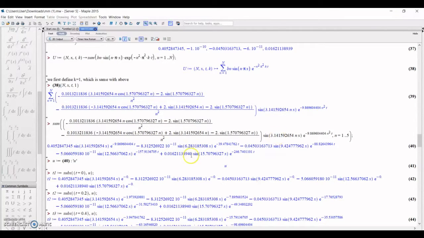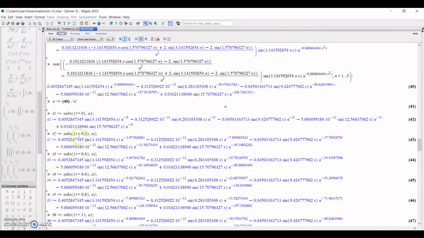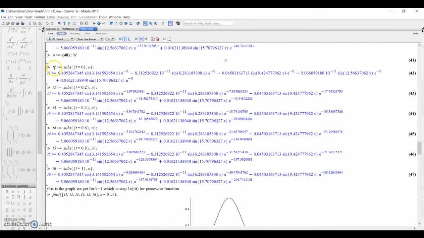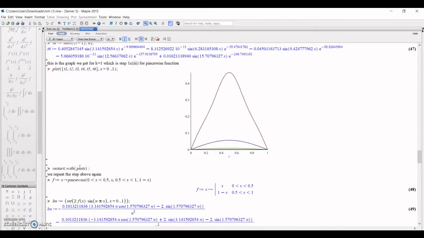Then we name this whole thing as u. After that, we need to substitute t equals 0 until t equals 1 with a step size of 0.2. So for t1 we substitute t equals 0, t2 we substitute t equals 0.2, t3 we substitute t equals 0.4, t4 we substitute t equals 0.6, t5 we substitute t equals 0.8, t6 we substitute t equals 1. Then we will get the graph like this. This is the graph for k equals 1.